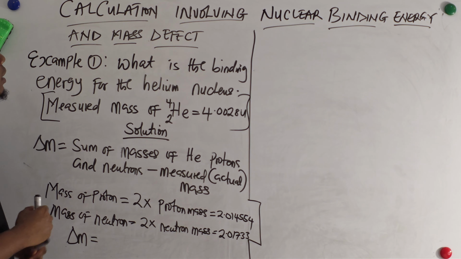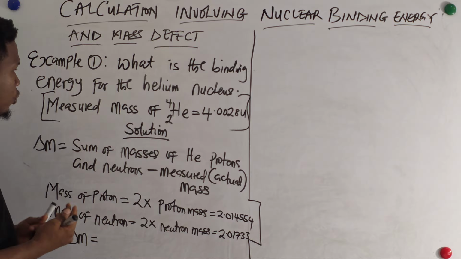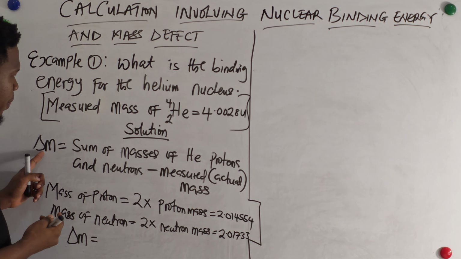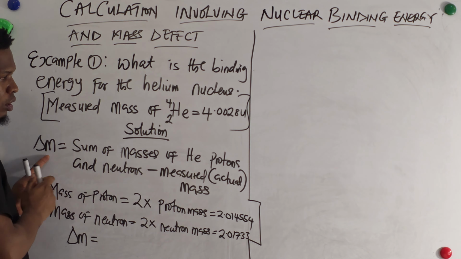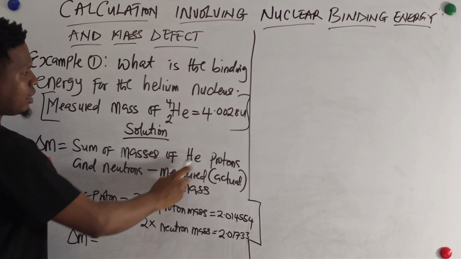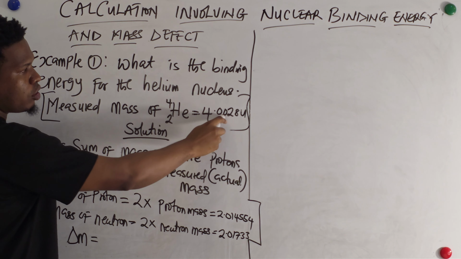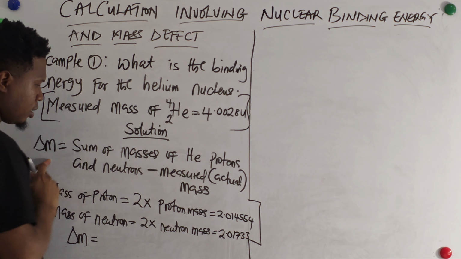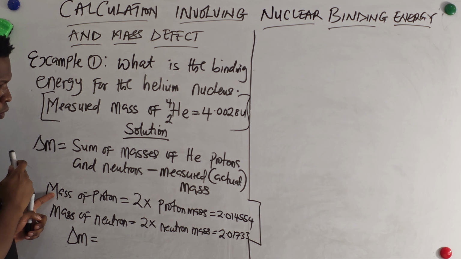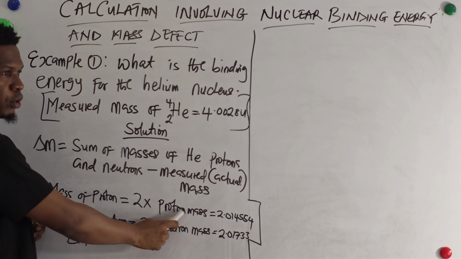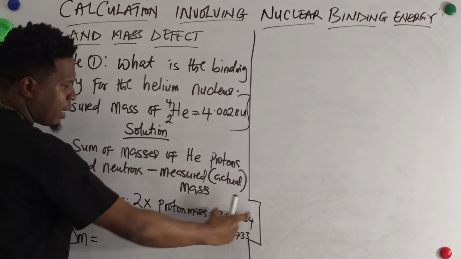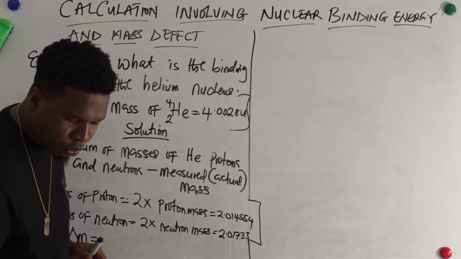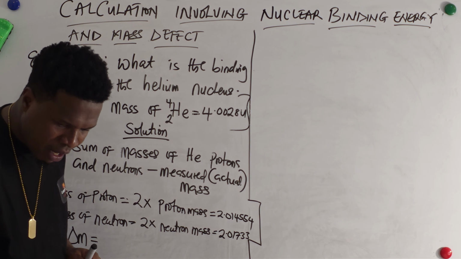So how do we calculate the binding energy of this helium nucleus? First of all, we are going to get the mass defect. Mass defect is the sum of the masses of the proton and neutron minus the measured actual mass. This measured actual mass is the value that was given to you here, which is 4.0028 atomic mass unit. So the mass of the proton will be the proton mass times 2. And what is this proton mass?